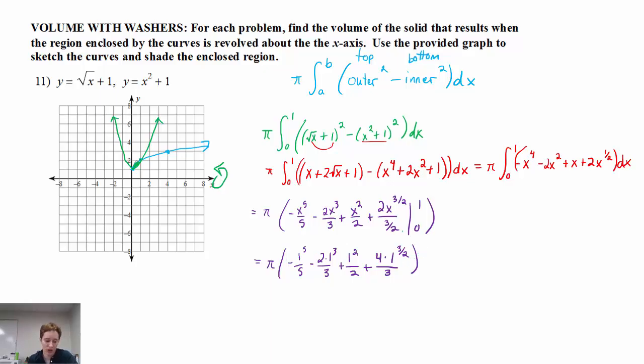And so we just need to work out what this is, either, like I said, by hand or on the calculator. We get 29/30ths when we do this, with a pi, and so that is our answer.